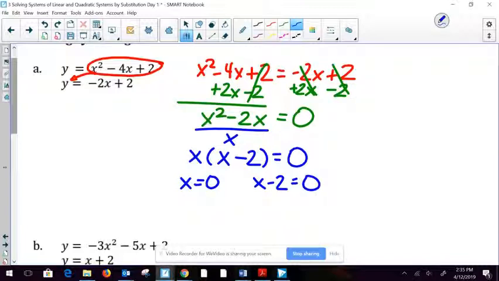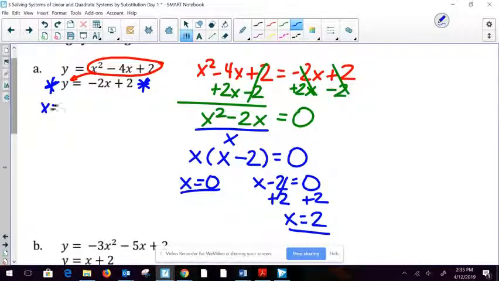Well, this one's solved for me. Over here, I'm going to add 2 to both sides, so I get x equals 2. So my two possible answers for x are 0 and 2. So I need to pick an equation to enter them into to see what my y values would be. I'm going to choose the bottom equation, that's my linear equation, because that's the easier one to deal with.